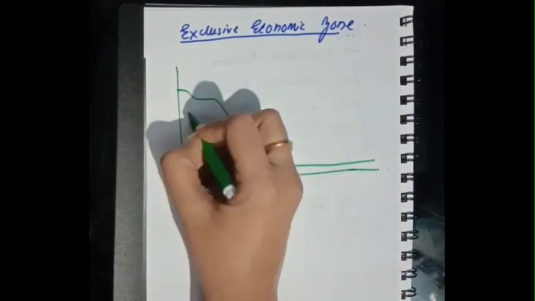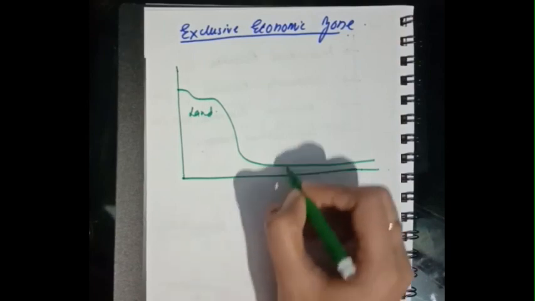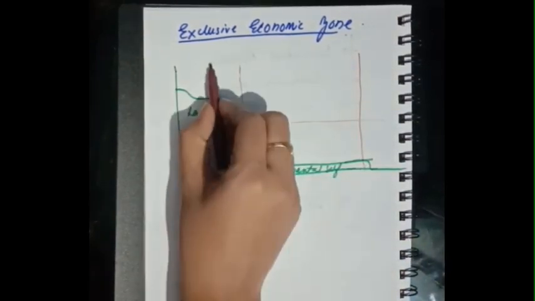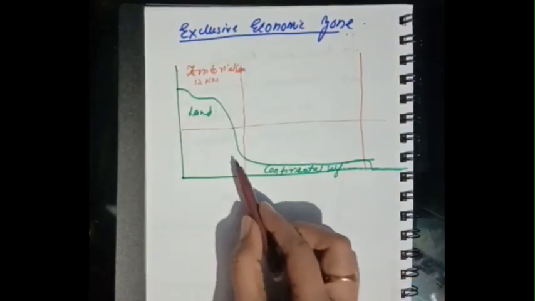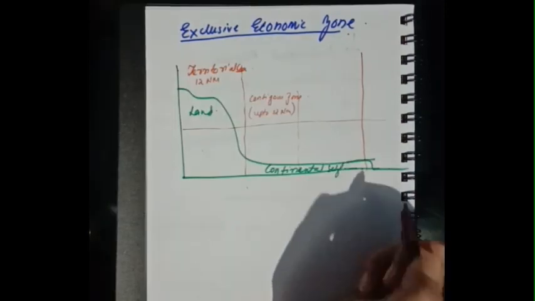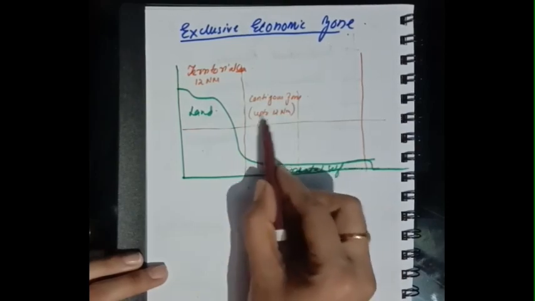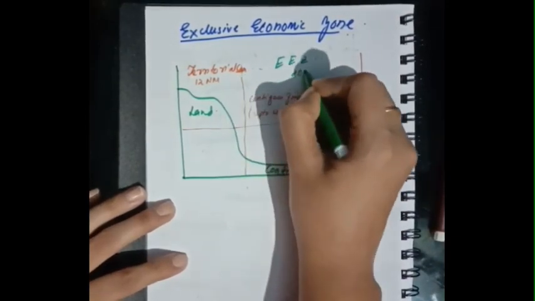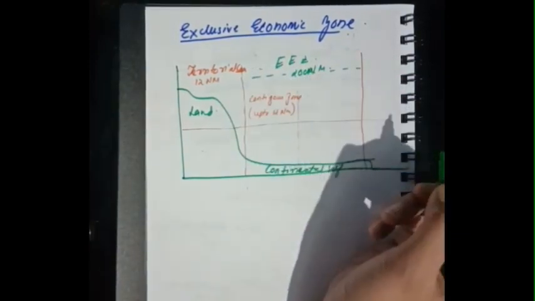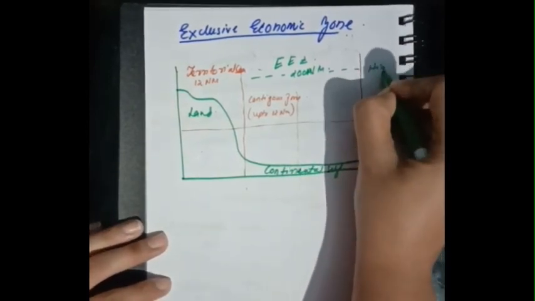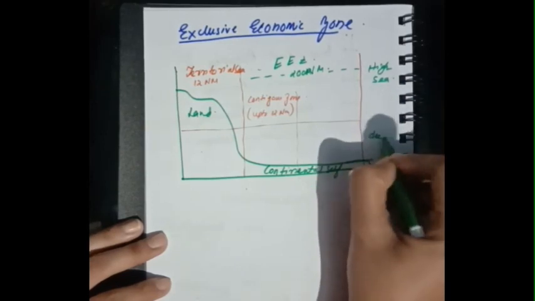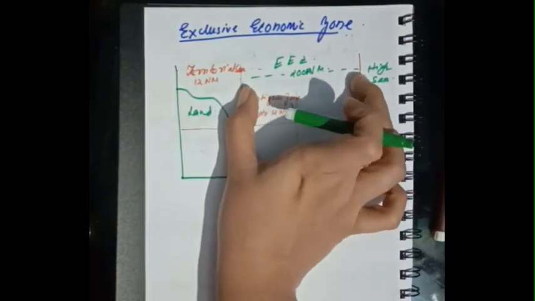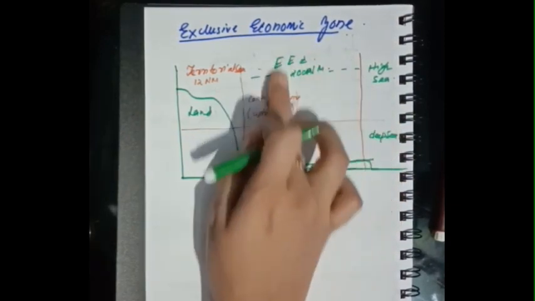Let us consider this is the land area and this is the continental shelf. This part is called territorial sea, which is 12 nautical miles from the baseline. Next, we have the contiguous zone, that is after 12 nautical miles. Then this part is the exclusive economic zone, that is 200 nautical miles from the baseline. Next, this part is the high sea, that is the deep sea part. So in this diagram it is seen that this part, that is 200 nautical miles from the baseline, is known as the exclusive economic zone.